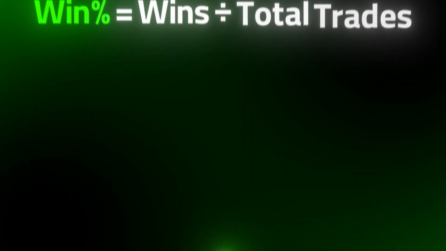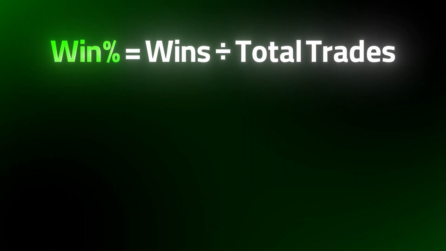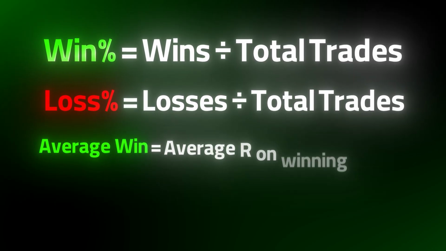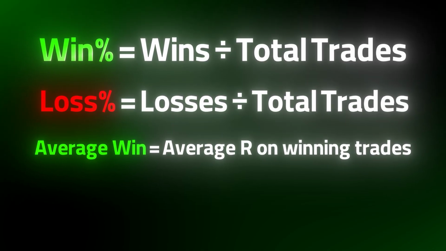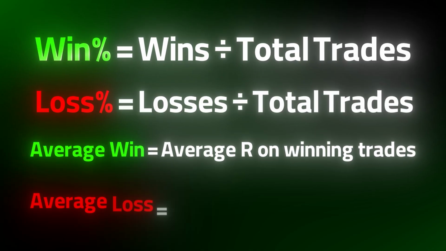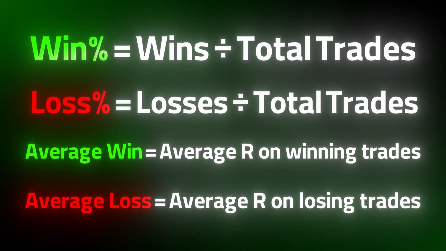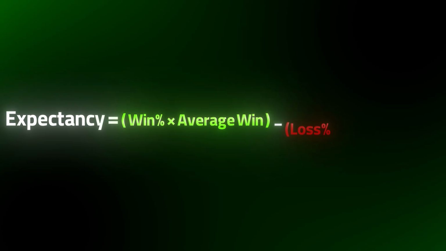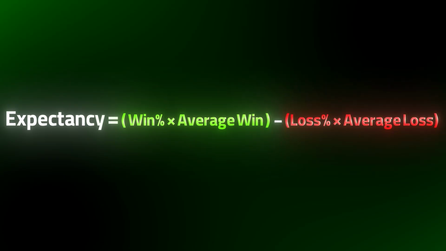So win percentage is wins divided by total trades, and loss percentage is losses divided by total trades. Average win, on the other hand, is average R on winning trades. Average loss is average R on losing trades. Then plug those numbers into this formula. Expectancy is win percentage times average win minus loss percentage times average loss. That final number reflects the real performance of the system, not the version that feels comfortable.